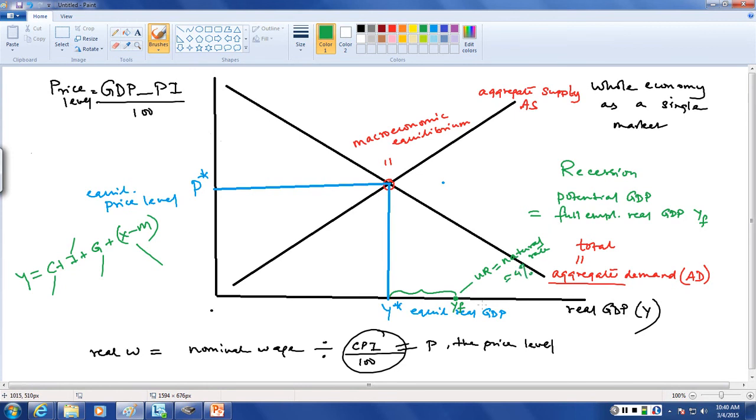Now, you tell me, at this level of GDP, which is the current equilibrium value, what is the unemployment rate going to be in relation to that 4%? Is it going to be bigger than 4%, equal to 4%, or less than 4%?